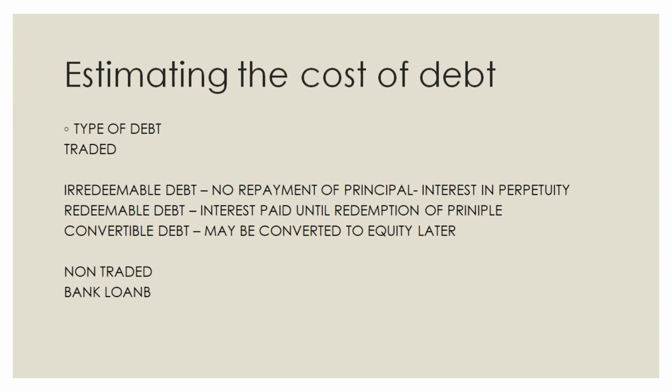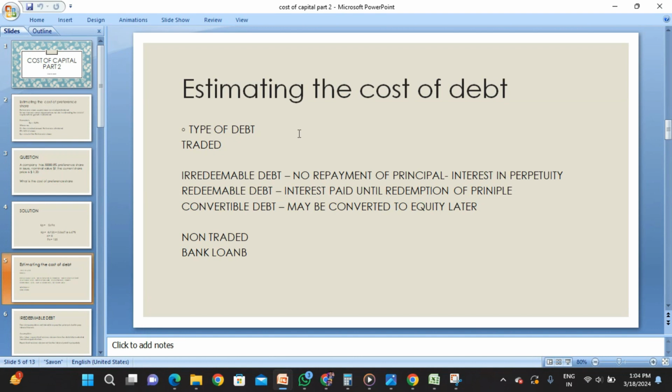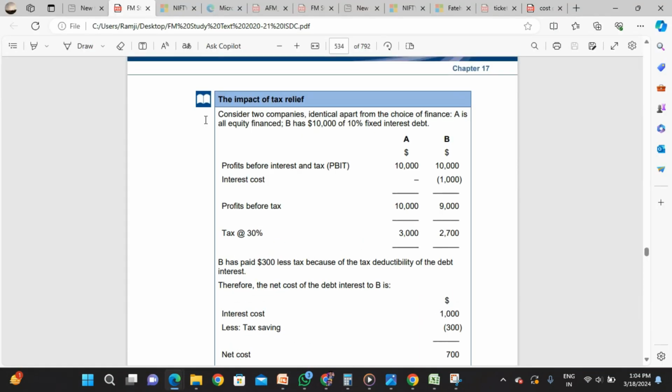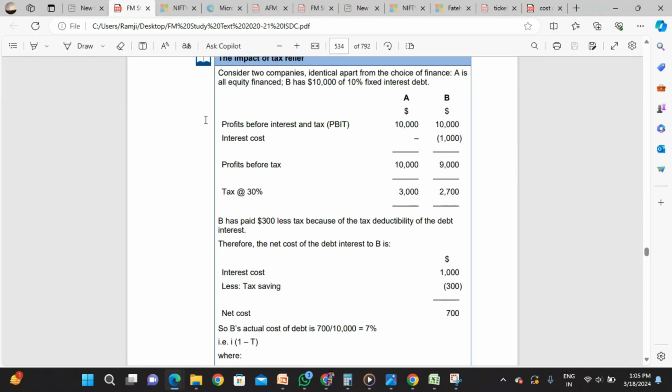Now we are going to do each one of them in detail. Before we go into each one in detail, there is one important topic we do first, that is the tax relief. It is very related to estimating the cost of debt to the company, not from the individual investor's point of view. So let's begin. First we understand the impact of the tax relief.